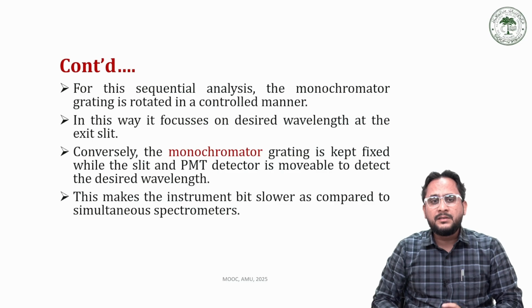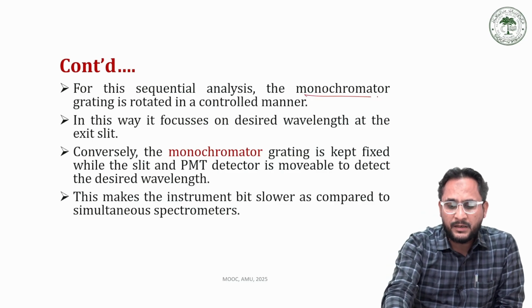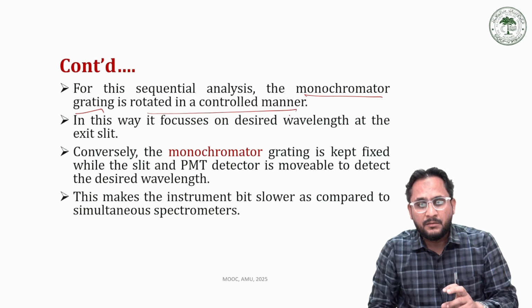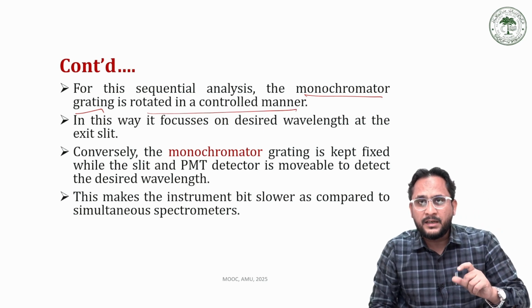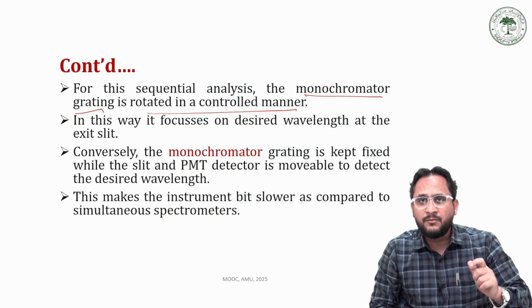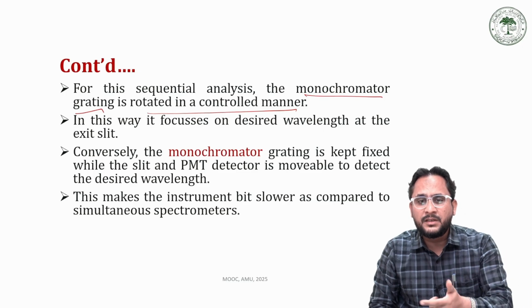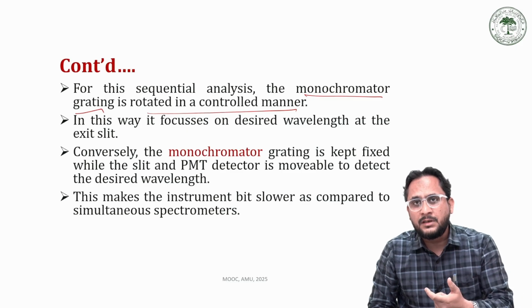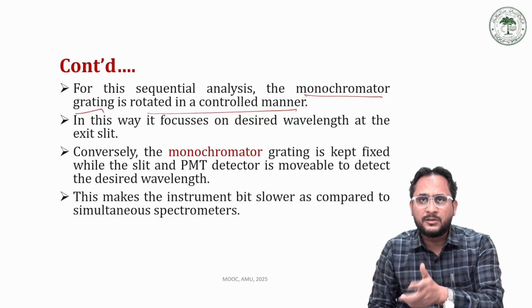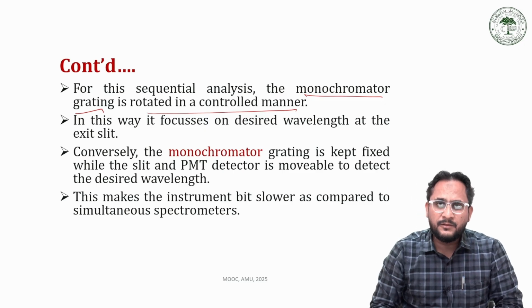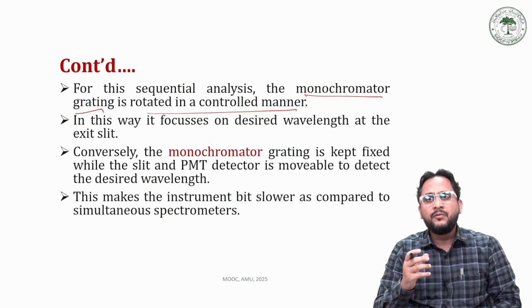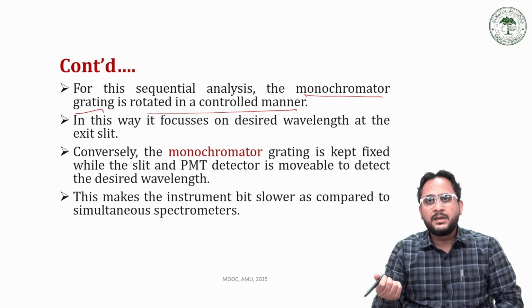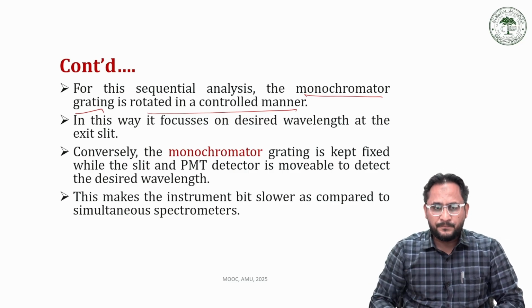Now in order to complete this sequential analysis, the monochromator grating or even the holographic grating is rotated in a controlled manner. We rotate it in a controlled manner and select different wavelengths, so that next time we have a different element which is being detected. Then the third time we rotate it and allow the third wavelength to pass through and fall on the detector to detect the third element. In this way we have to keep moving the monochromator grating so as to select different wavelengths and light radiations. That ultimately helps us to identify different elements.